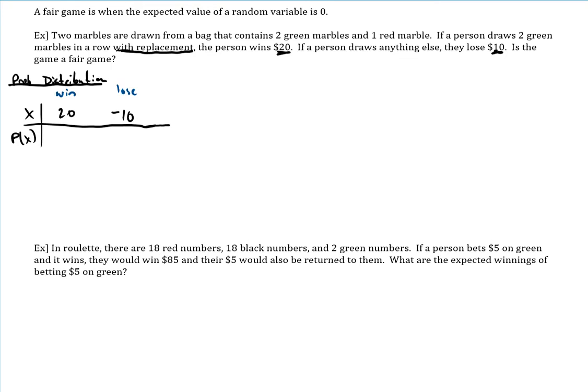So our probability distribution is what's happening in this game. We're either going to win or we're going to lose. This is what we would win, and this is what we would lose. And then now we need to actually find these probabilities. That's going to be on this other side of the page here.